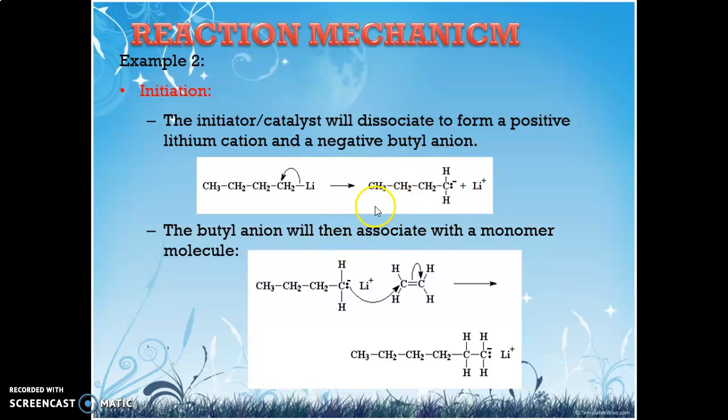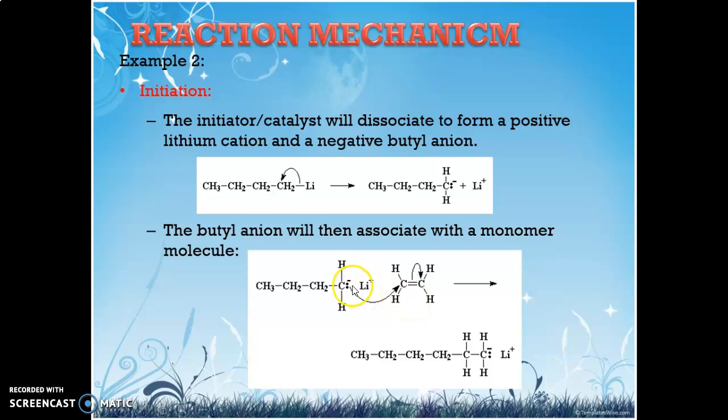The carbanion, or butyl anion, has a negative charge here, which is on the carbon atom. So the butyl anion will then associate with a monomer molecule. Okay, this is the dissociation step. Then at the initiation step, which is association, you just copy back this structure. Copy back CH3, CH2, CH2 together with the monomer that we want to react. Okay, so this is the ethylene monomer.